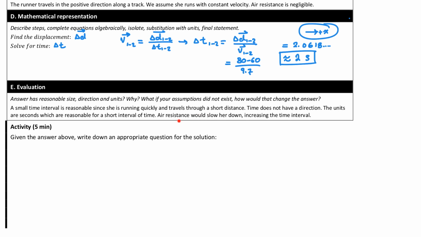Air resistance, if it was going against her, would be slowing her down and increasing that time interval. If the air was moving in the same direction as she was, then depending on its relative velocity, it could actually speed her up as well. Now, given the answer above, write down an appropriate question for this solution. This is very good practice for students because a lot of times they are given questions and try answering, but thinking backwards is a very important skill.